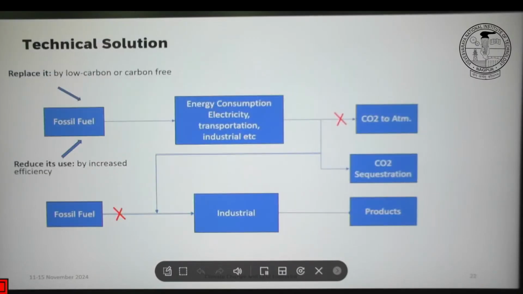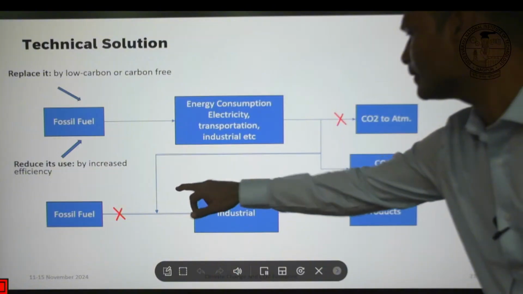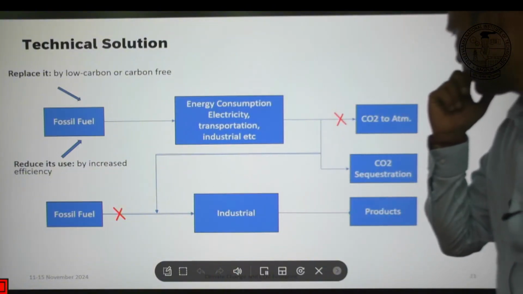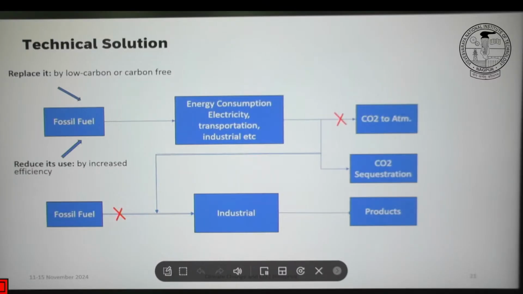Another way is to have the CO2, instead of sequestering it somewhere, you can use it in industrial processes somewhere and produce products.